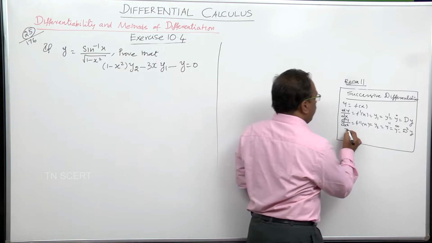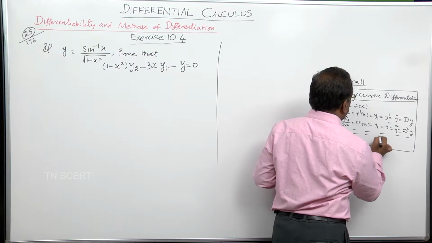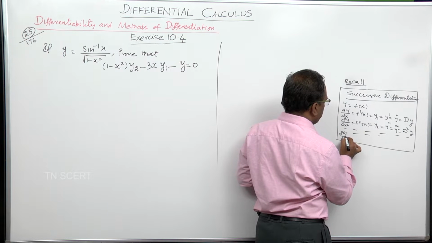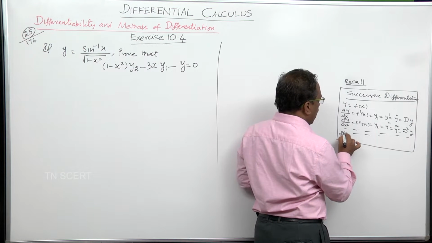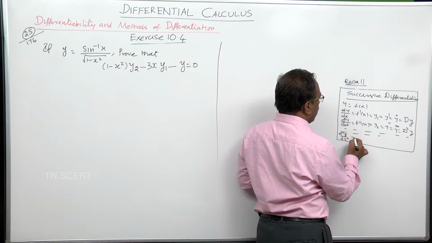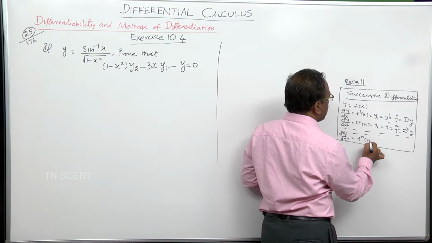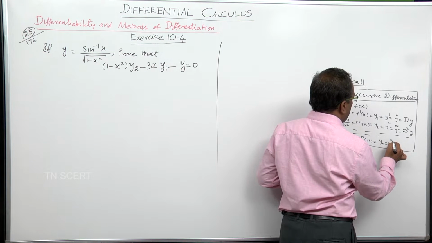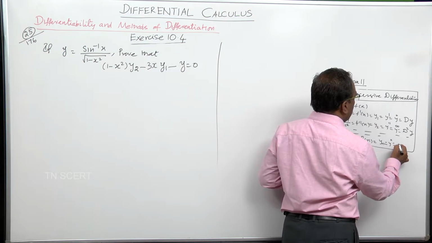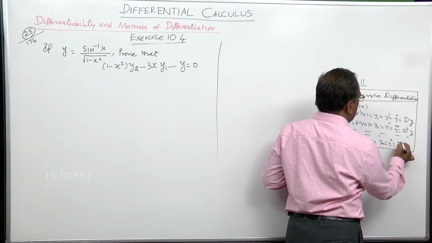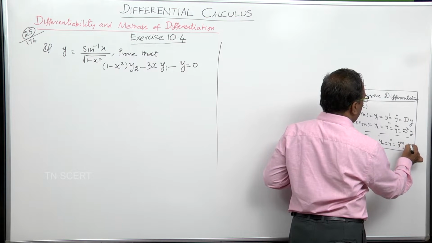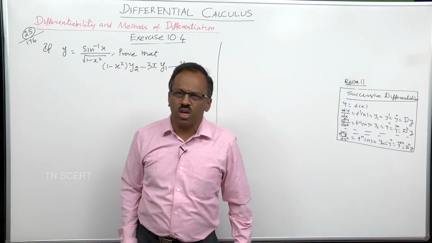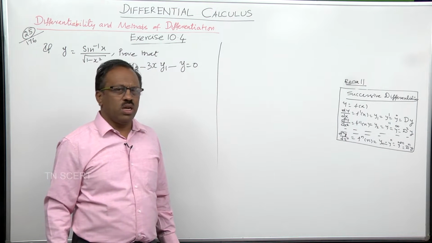Likewise, we can do any number of differentiations, and each one is named like this: d n y by dx power n, f n of x, y suffix n, y n dash, and D n of y. So this is the way successive differentiation can be narrated.